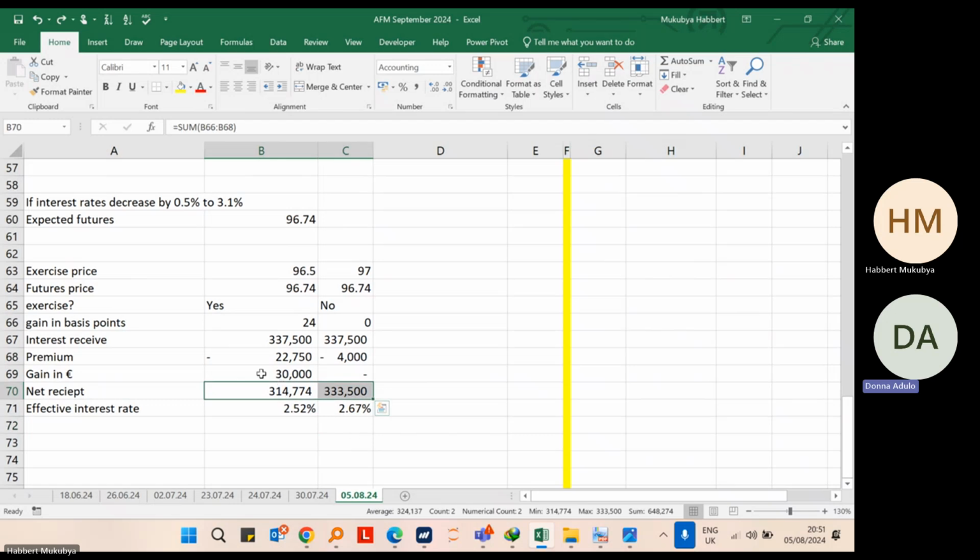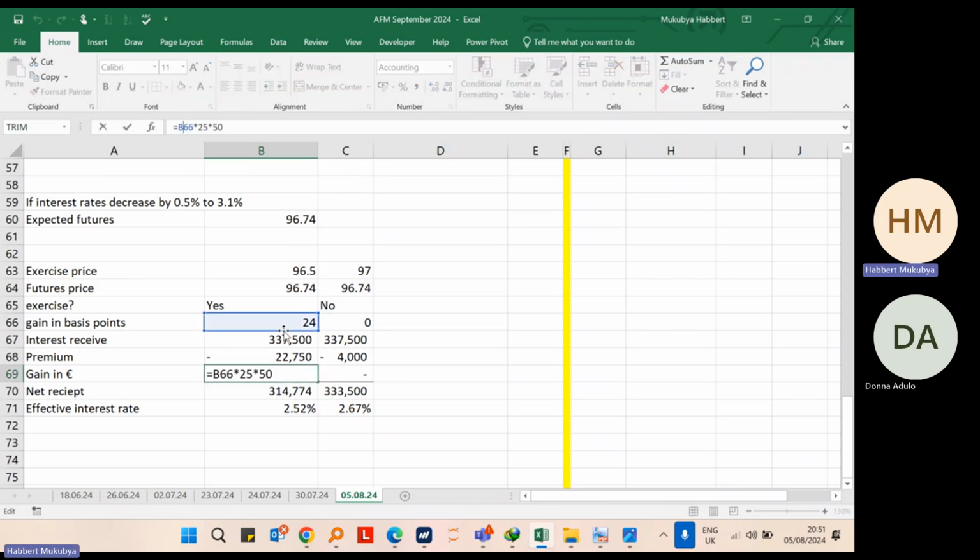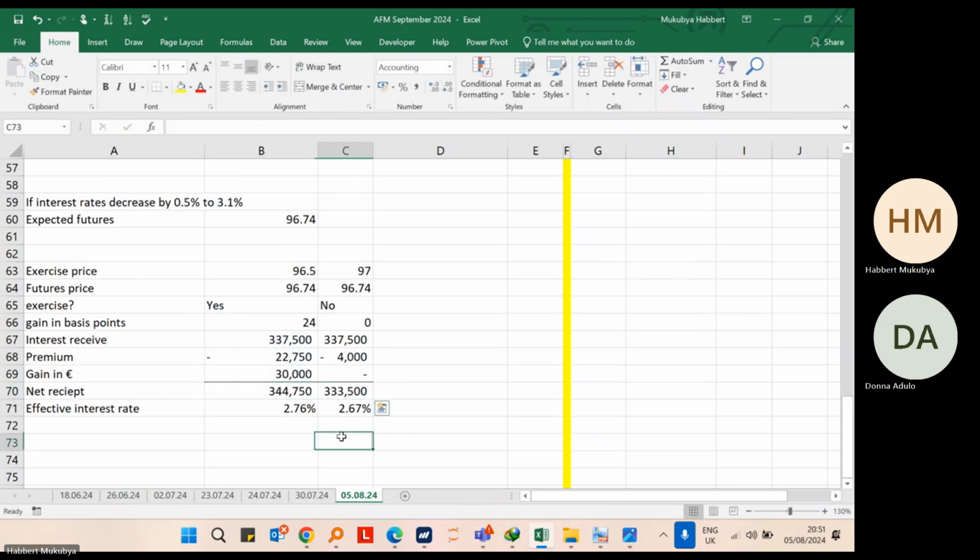Please hold on. Okay. How did you get the gain? The gain, you multiply the gain in basis points by the tick value of 25 by the contracts. Oh, okay. So now the net receipt is going to be 344,750. Of course, which becomes 2.76% and 2.67%.